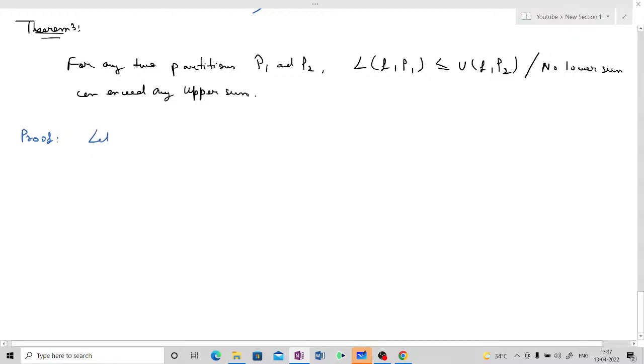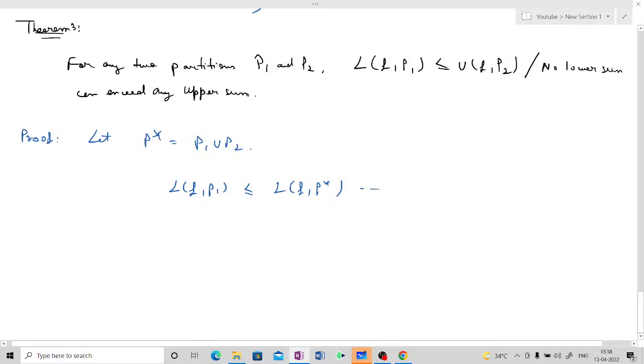So let P star equal P1 union P2, so it is the common refinement of P1 and P2. Now from theorem number 2 on the concept of refinement partition, we can write that LFP1 is always less than or equal to LFP star, because P star is the refinement of P1, right? We have also studied that the lower sum of any given partition is always less than the upper sum of the function over that partition.